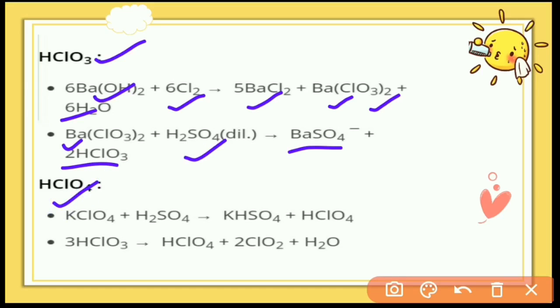Next acid is perchloric acid. It can be formed by KClO4 reacting with sulfuric acid. It forms potassium bisulfate and perchloric acid, and it can also be prepared from chloric acid. Chloric acid decomposes, converting into perchloric acid and forming 2 moles of chlorine dioxide and a water molecule.